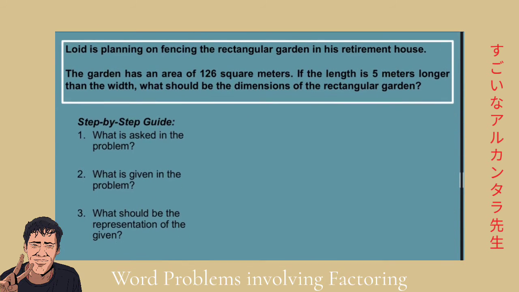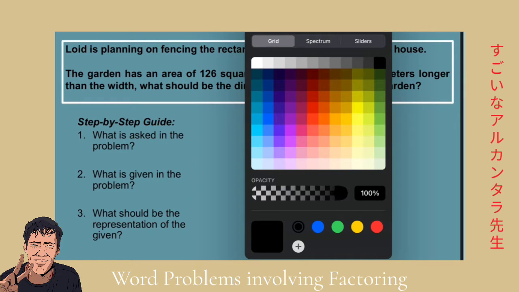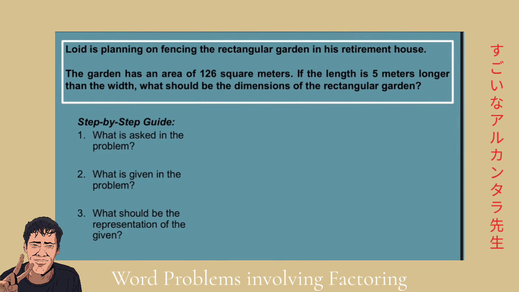We start with what is asked in the given problem. So using the concepts that we have discussed so far, you should pay attention deeply to what we have to answer and what we have to use. So what is asked is basically the question. So the question is, what should be the dimensions of the rectangular garden? So we're being asked to find the dimensions of the rectangular garden. That's an important detail that you should pay attention to.